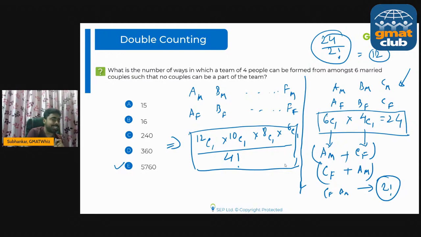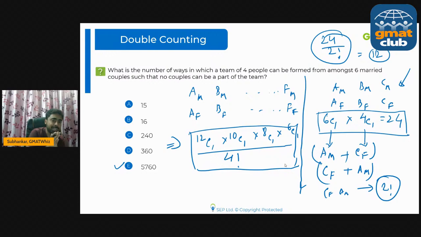Okay. However, this is a bit complicated. So I'll talk about another method. Don't rush, don't worry about it. I'll talk about another method, which will be much easier to comprehend. This one, what I'm saying, if you are making a mistake of double counting, we need to correct it.